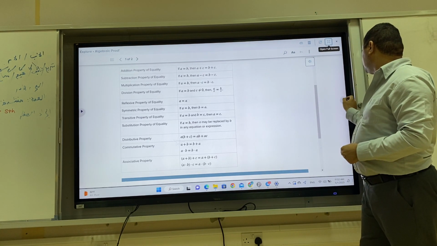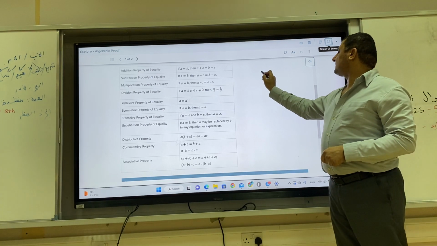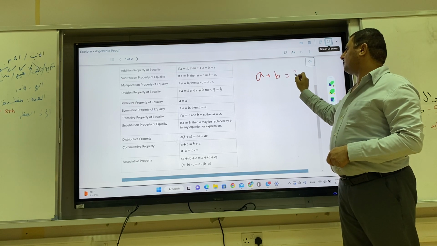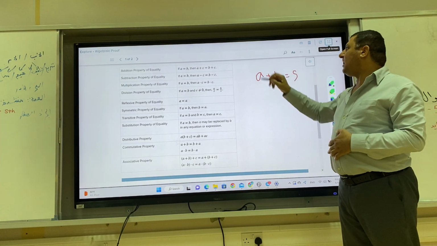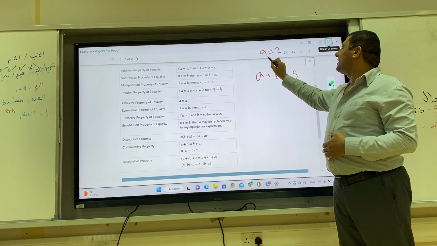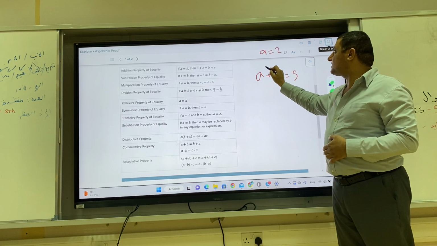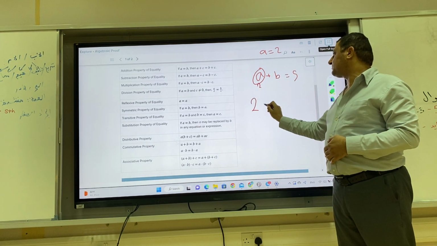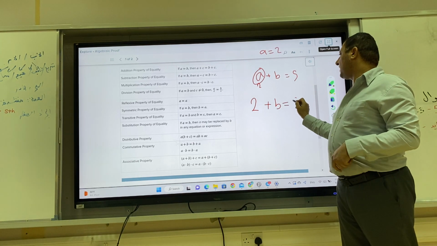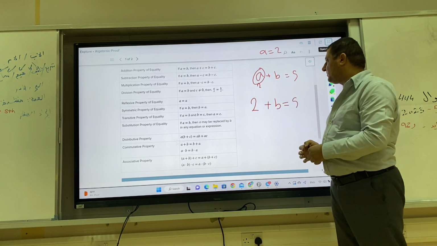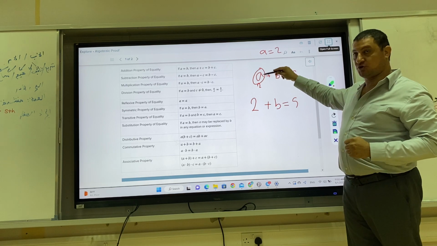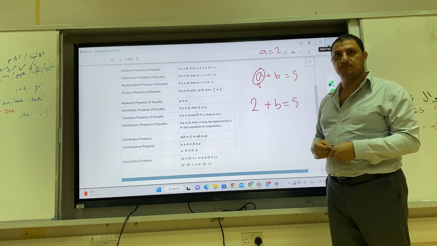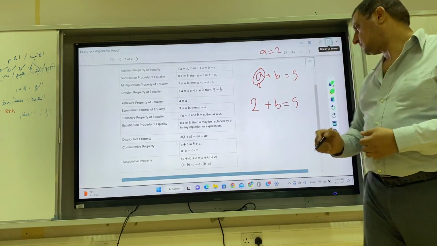Let me give you an example here. Let's say that A plus B equals 5, an equation, and we are given that A equals 2. Now A equals 2, so I can replace this A with 2. So the equation now becomes 2 plus B equals 5 and can be used to get the value of B. So what I've done here is substitute A with 2. Why? Because they are equal, so I can do this. Easy so far? Yes.